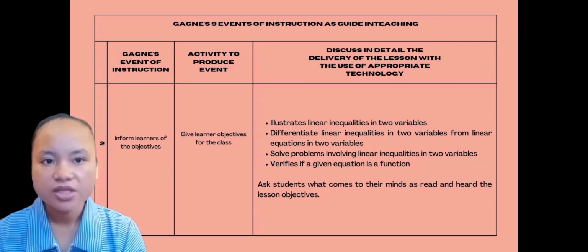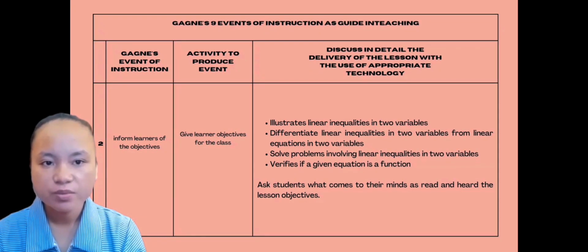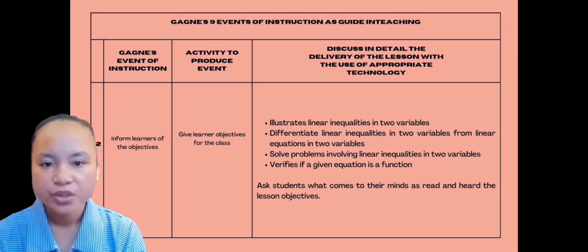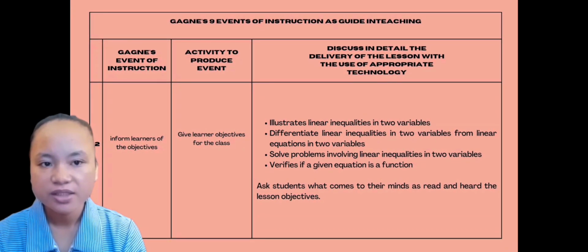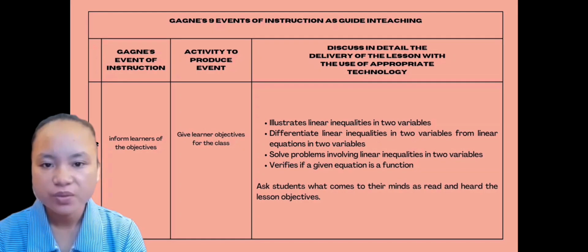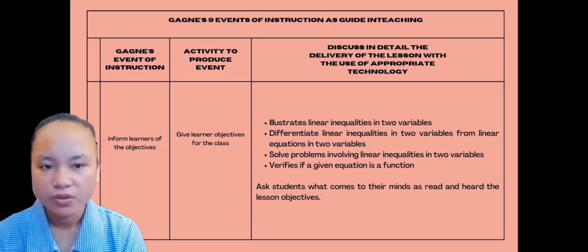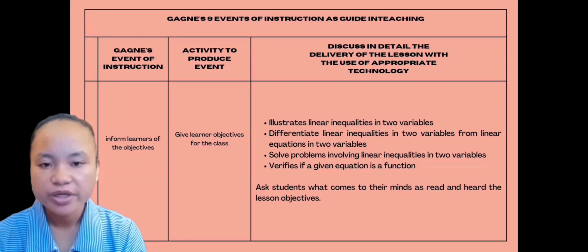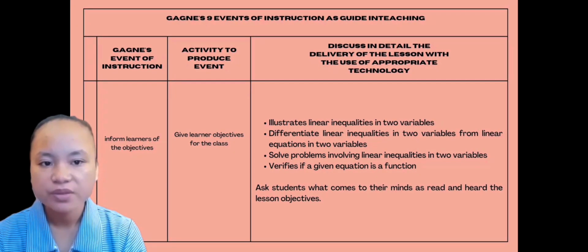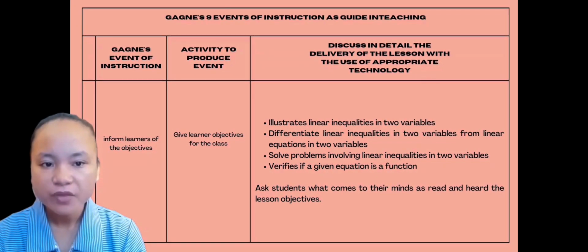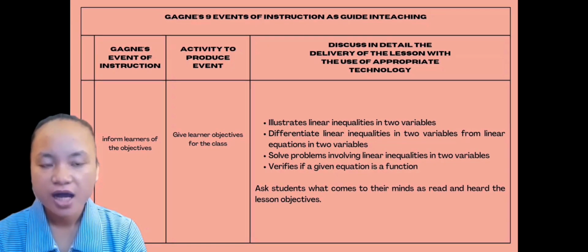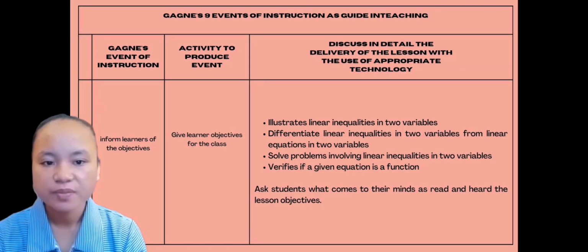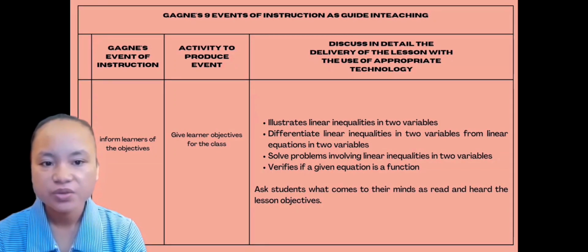At the end of the lesson, students should be able to illustrate linear inequalities in two variables, differentiate linear inequalities in two variables from linear equations in two variables, solve problems involving linear inequalities in two variables, and verify if a given relation is a function. After giving the lesson objectives, I will ask students what comes to their mind as they read the lesson objectives.